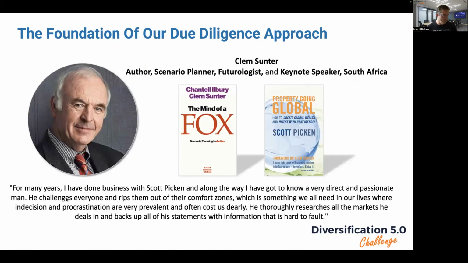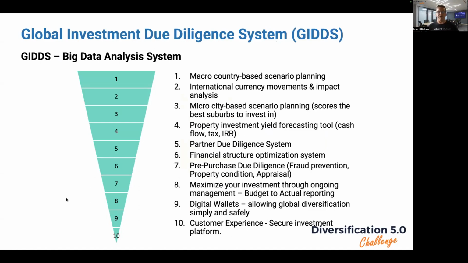So I want to give you a little bit of a foundation to this whole thing. I've spoken quite a lot about this already. But I launched this book, Property Going Global, with Clem Sunter endorsing it in 2013. And again, he's one of the top 5 scenario planners in the world. He speaks about all the different scenarios and the probabilities and flags. And I was like, well, that's fascinating. How do we do this? And I created the 4-dimensional model I've told you already. And he was so impressed by it. The rest is history. And it went into Property Going Global. That then evolved into GIDS, which is our global investment due diligence system.